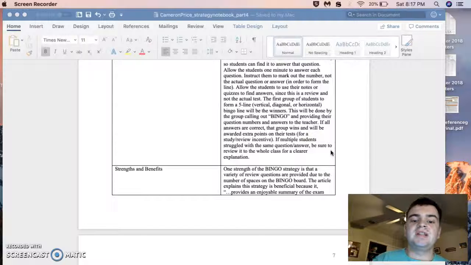They will tell the teacher the number and then their corresponding answer or question, and the teacher will make sure that is correct. And if the line of 5 is correct, that group will win, and they'll be rewarded by getting a few extra points on their tests. That's a good incentive for studying or reviewing, and makes them really engage and pay attention if they know they can get extra points.